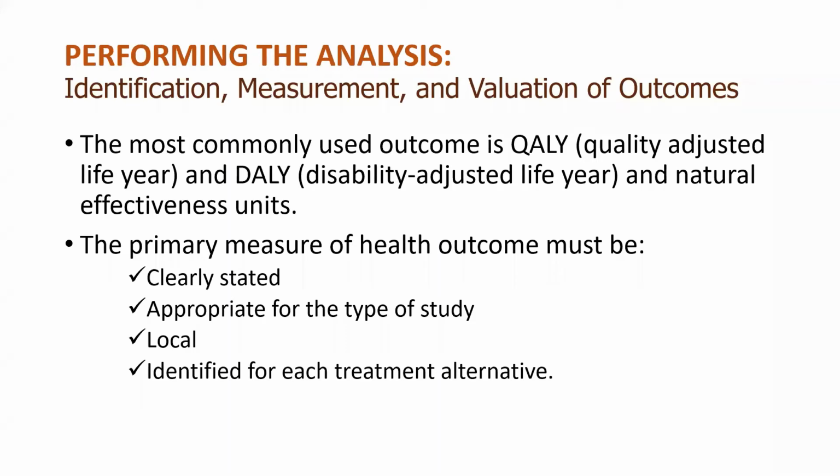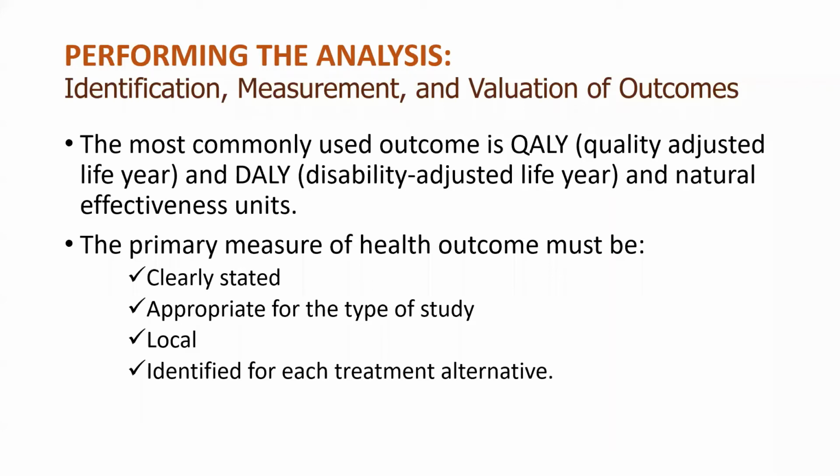Same goes with outcomes. Everything should be mentioned clearly, and the selection of outcomes should be justified. Most commonly, the outcome in most economic analysis is QALY, which is a unit that is capturing both the benefit in quality of life and length of life. There is also DALY, which is disability adjusted life year.